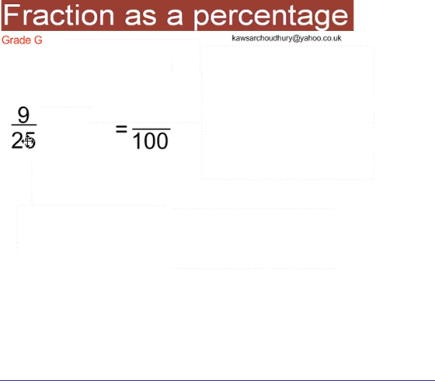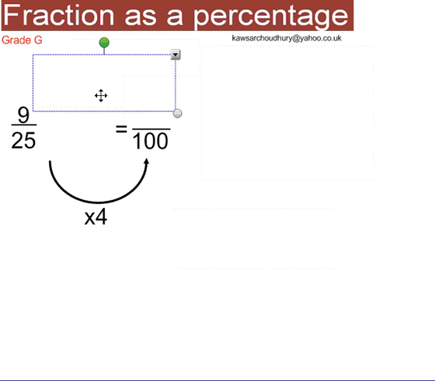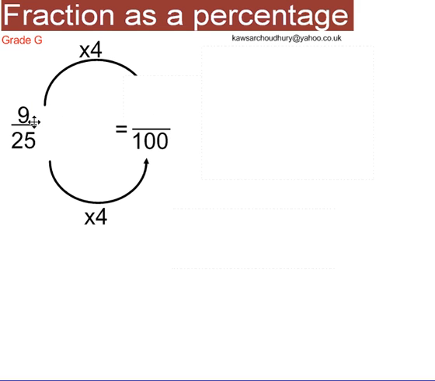So what have we done to 25 to turn it into 100? Well, we times it by 4. So we need to do the same to the top number. We do the same to the 9. 9 times 4 is 36. So 36 over 100 is the equivalent fraction to 9 over 25, because we times the bottom by 4, we times the top by 4 as well.